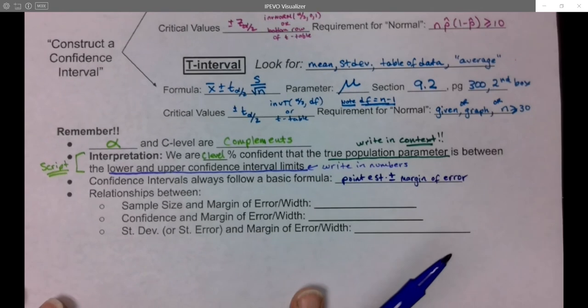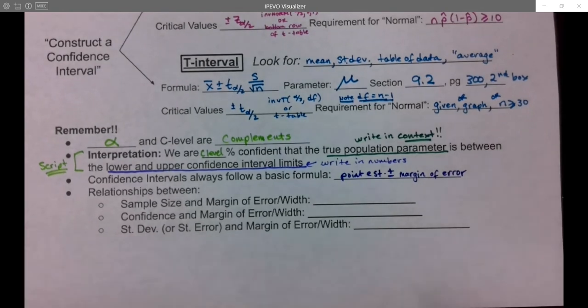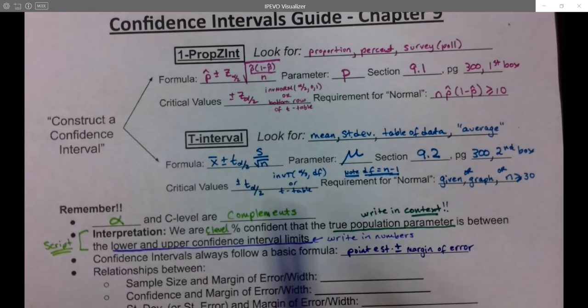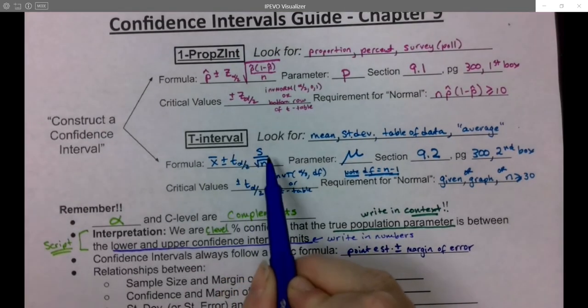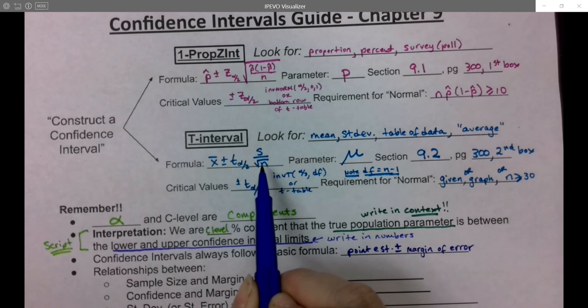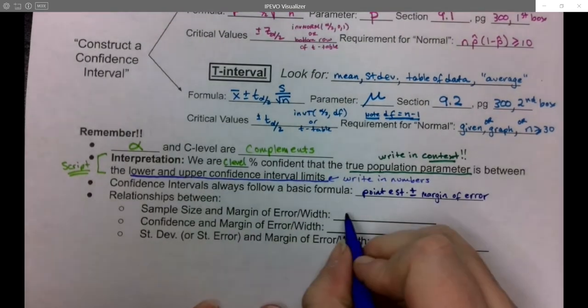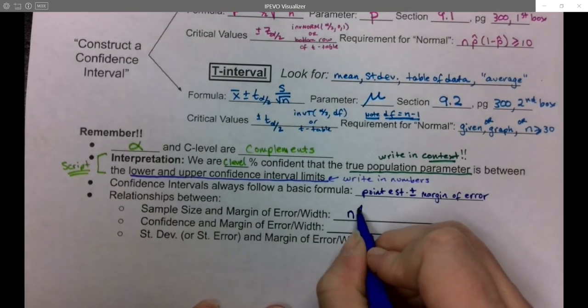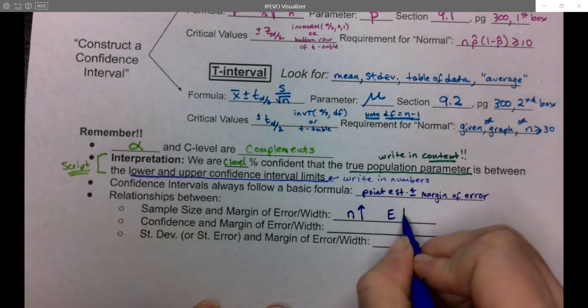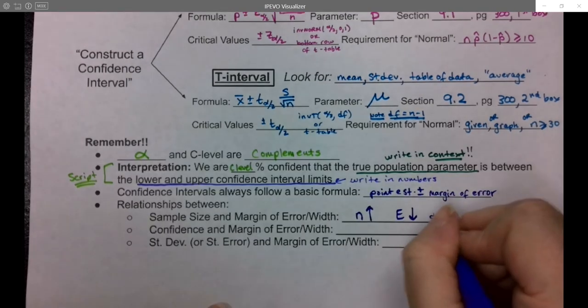All right, last but not least, let's never forget there's some relationships going on. So sample size and margin of error. If you remember that this bit back here is the margin of error, the sample size is in the denominator. So if the sample size increases, the error overall will decrease. As n goes up, error goes down, and vice versa.